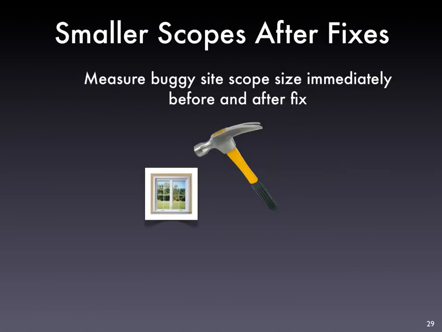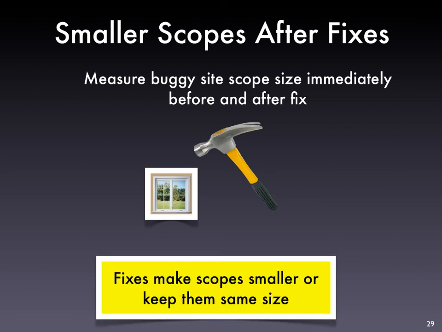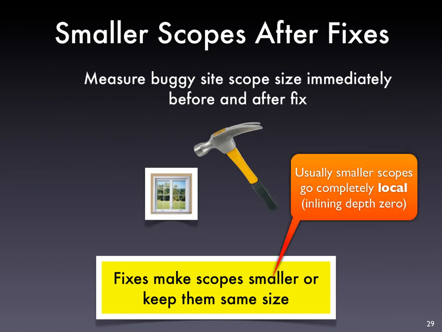We were also interested in how scopes change after fixes. So we measured the buggy site scopes immediately before a fix and after a fix. And we found that fixes make scopes smaller or keep them the same size. And that when they get smaller, they usually go completely local, that is, with an inlining depth of 0 into the same method. That means that most of the time, programmers are applying fixes right at the source of the error, and not higher up in some different part of the program.